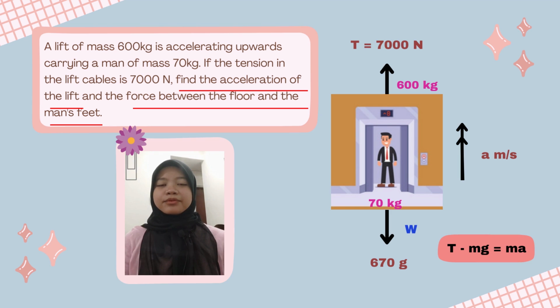When an elevator is moving upwards, it is moving against the force of gravity. Hence, a greater force is required to pull the elevator up. Let us derive the formula using the free body diagram above. The forces acting on the elevator are the tension and the weight of the elevator plus the weight of the person. The net force ma should be equal to the sum of forces acting on the elevator. So let's look at the calculation to find the acceleration and the force between the floor and the man's feet in the next part.